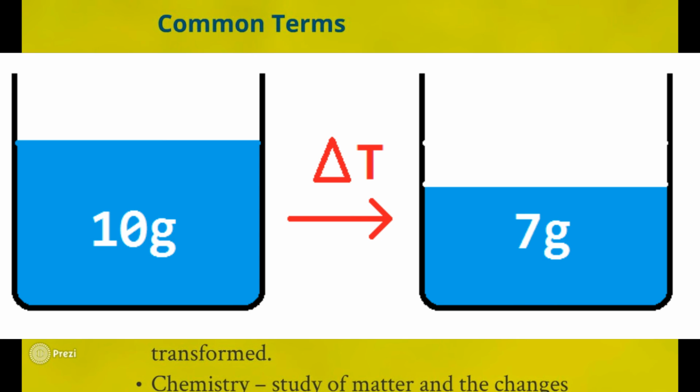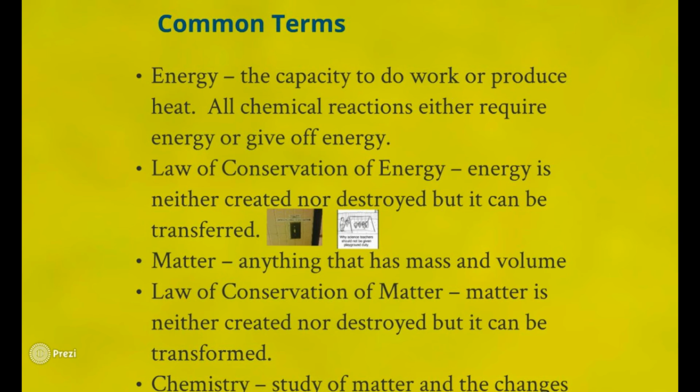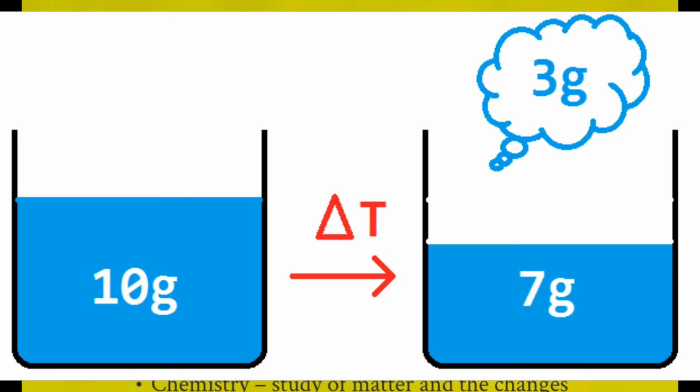Transferred. Okay, so here's the question. Many people think because it lost mass that I destroyed it. Okay, but look at the law. Law of conservation of energy, law of conservation of matter. It can be neither created nor destroyed, but it can be transformed or transferred. So what happened to the other 3 grams? It evaporated. So it actually is somewhere in the air.